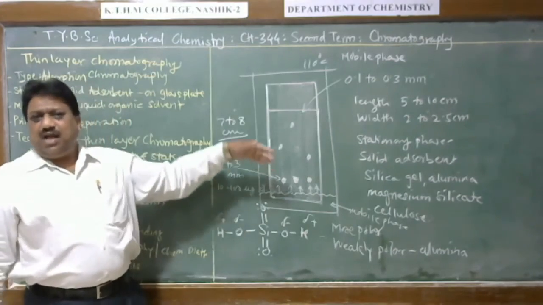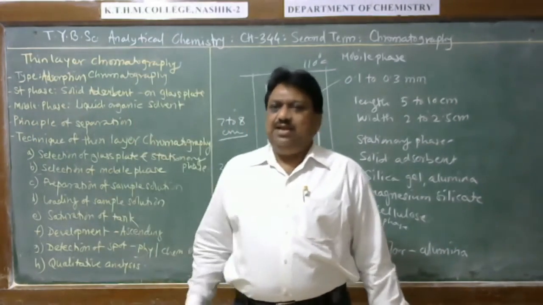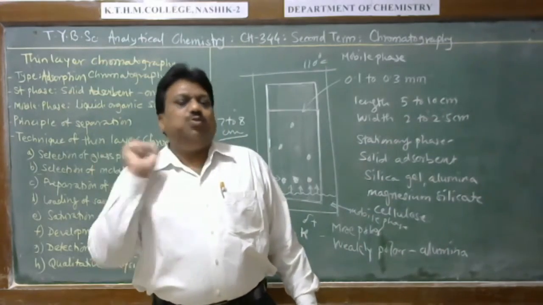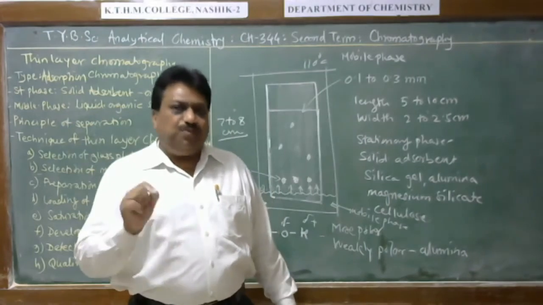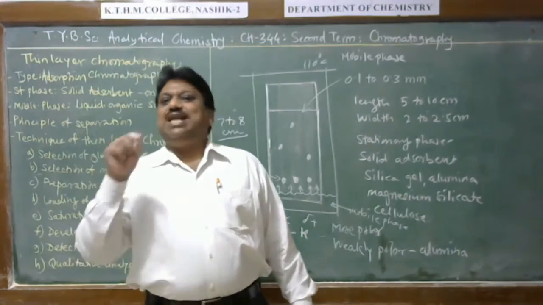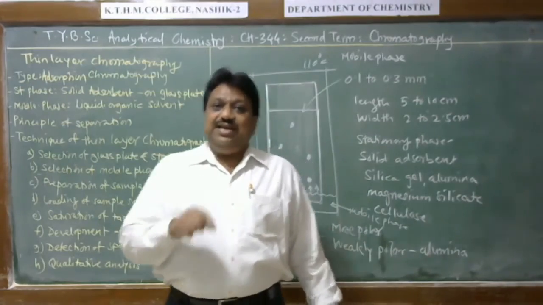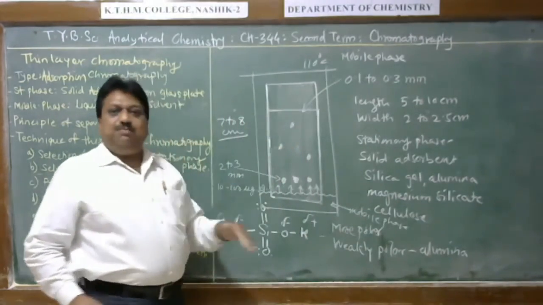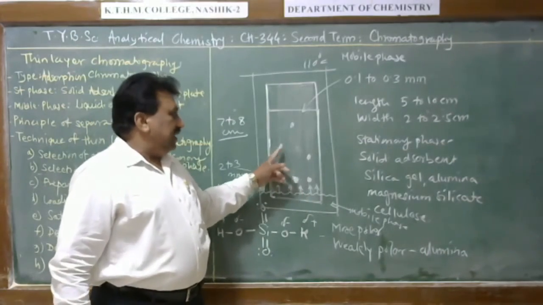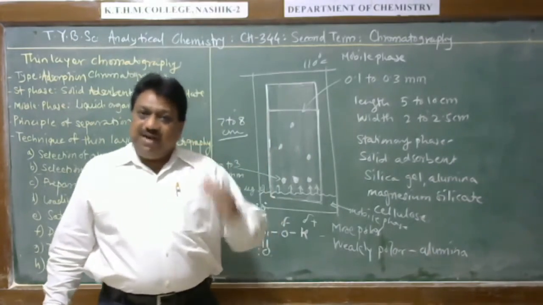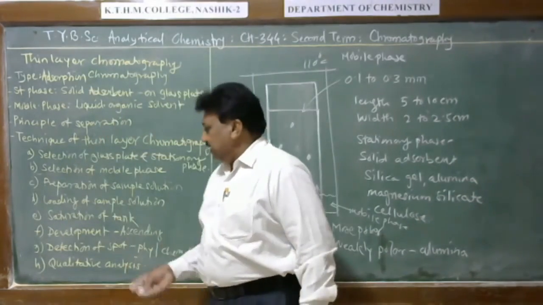After development of the chromoplate, we have to remove this chromoplate. Immediately we have to mark the position of the solvent front. Then after marking the position of the solvent front, we have to dry the plate. Care should be taken that during drying, no part of this adsorbent material falls down from the plate, because here it contains the separated material on that adsorbent material on that glass plate.